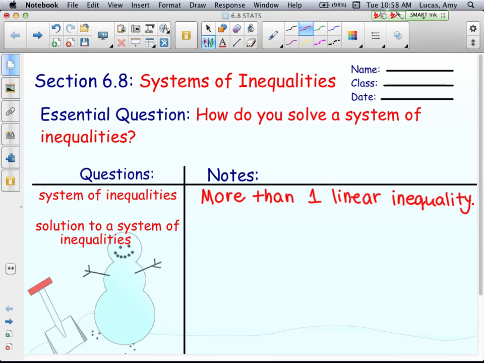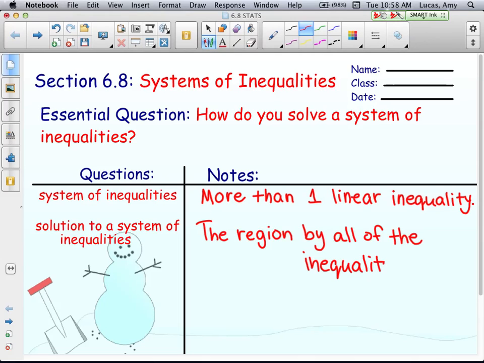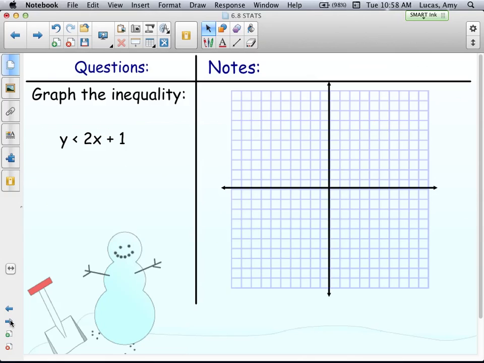The solution to a system of inequalities is the region shaded by both or by all of the inequalities. First, you see a little bit of review right now. This simply says graph the inequality, and there's only one inequality here, so this is not a system right now. This is just one inequality.